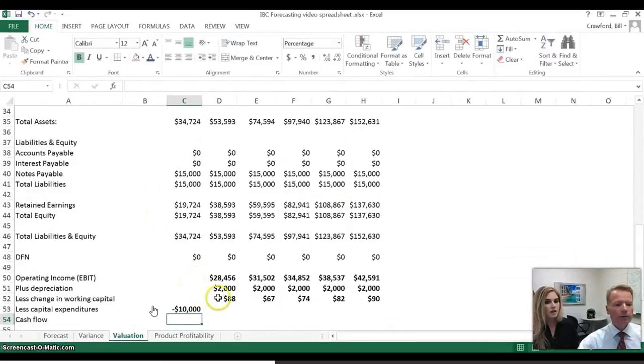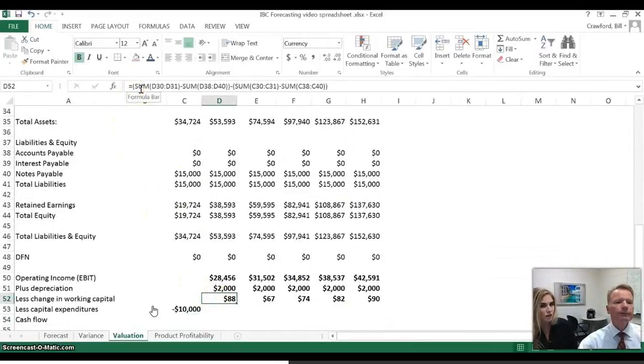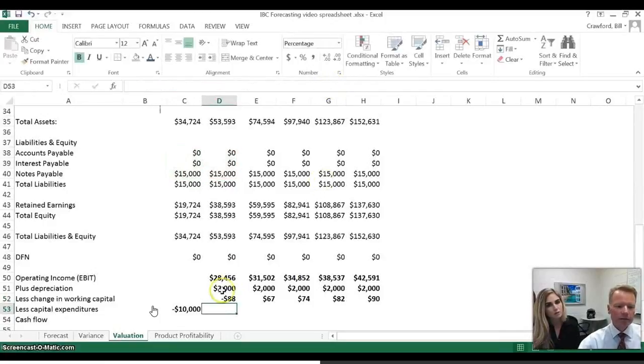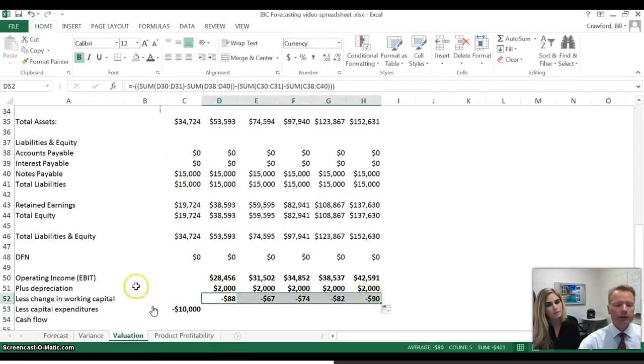We should have done that here too, because if I didn't buy that machine, I'd have $10,000 more cash. Okay. We should also make this negative. So let's do that. I don't know how many parentheses I need here, but let's just, it works. Well, I hope so. Those are all negative also.